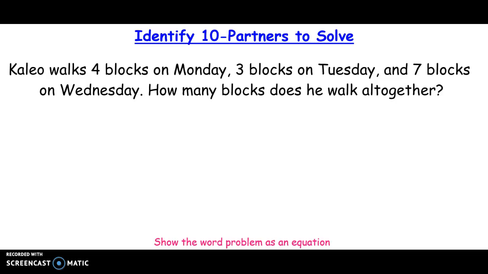All right, so I want you to try this one on your own, on your piece of paper, okay? So Cleo, one of our friends in our class, walks 4 blocks on Monday, 3 blocks on Tuesday, and 7 blocks on Wednesday. How many blocks does he walk all together? So you're going to add all 3 of those numbers, but you want to look and see, are there any 10 partners? What 2 numbers in there go together to make 10?